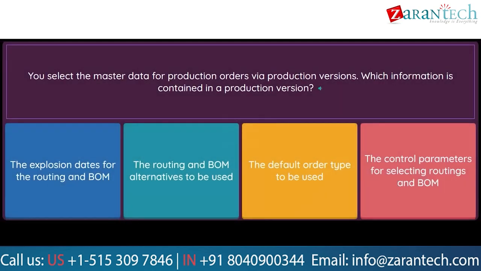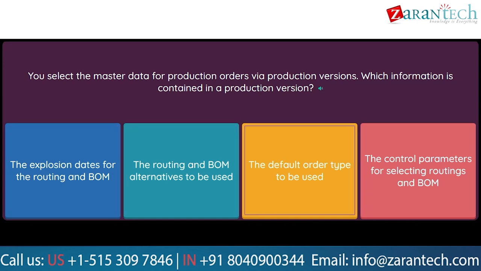Question: you select the master data for production orders via production versions. Which information is contained in a production version? Option 1: the explosion dates for the routing and BOM. Option 2: the routing and BOM alternatives to be used. Option 3: the default order type to be used. Option 4: the control parameters for selecting routings and BOM.